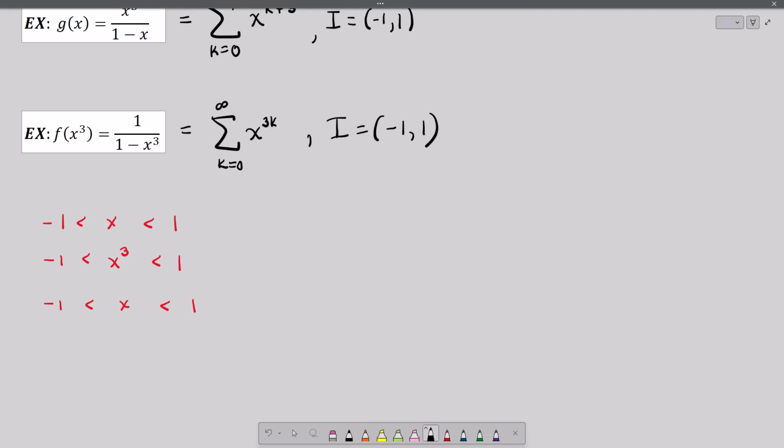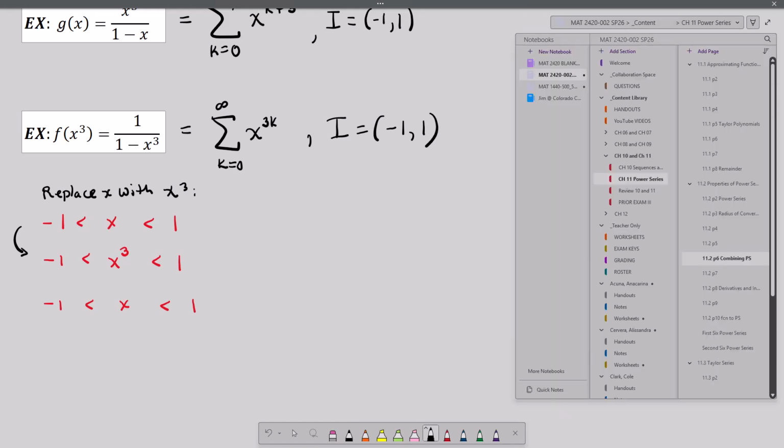Okay, but when we substitute into the function part of it, we have to also substitute in the same way into the interval of convergence. So we're going to replace x with x cubed. So those are the second and the third ones.